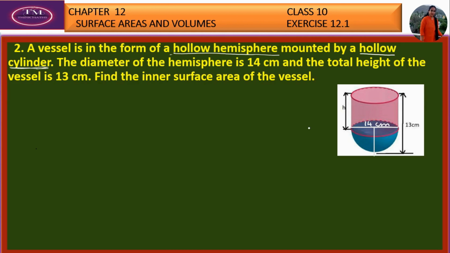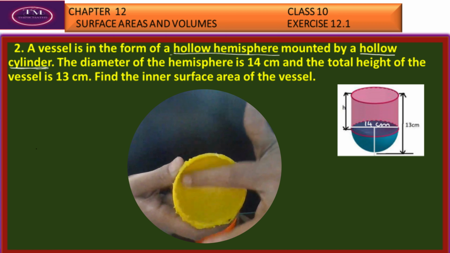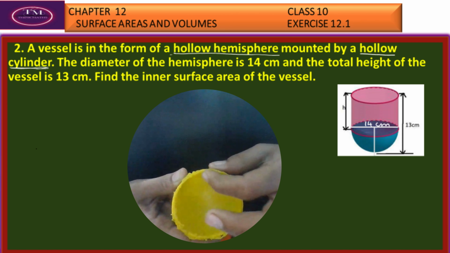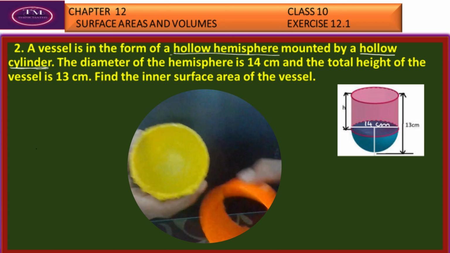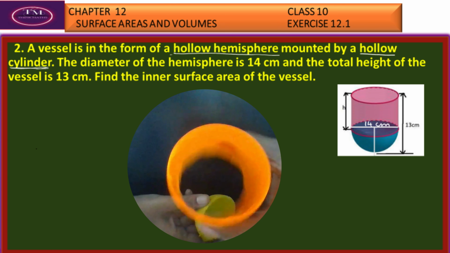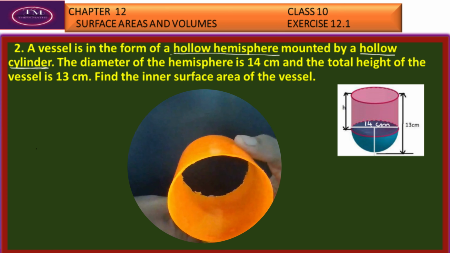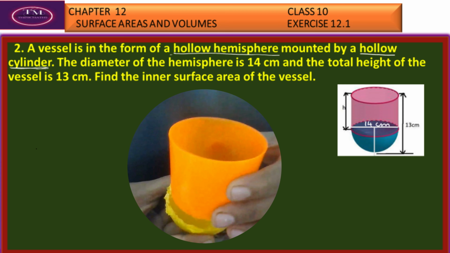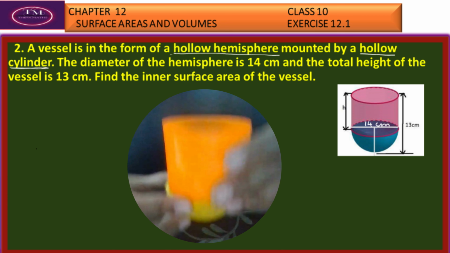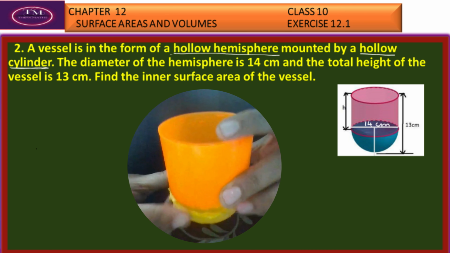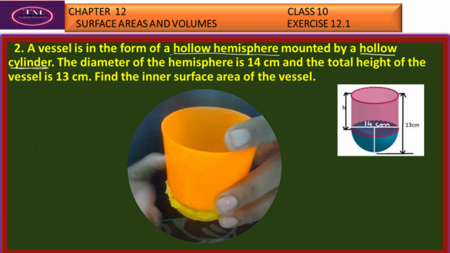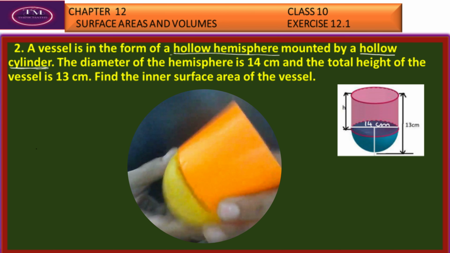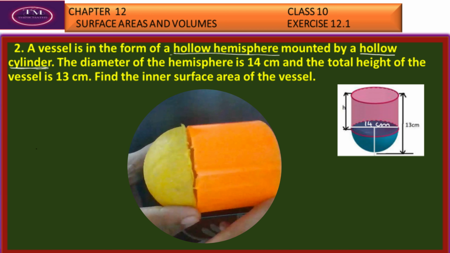So before moving on to this problem, let us understand this concept with the practical objects. So this is the hollow hemisphere. In this hollow hemisphere, a hollow cylinder. So this is the hollow cylinder. It is in the shape of a cylinder and the cylinder is empty. And this hollow cylinder is mounted on this hollow hemisphere. So this is the shape we will be getting. Okay children, do you understand?